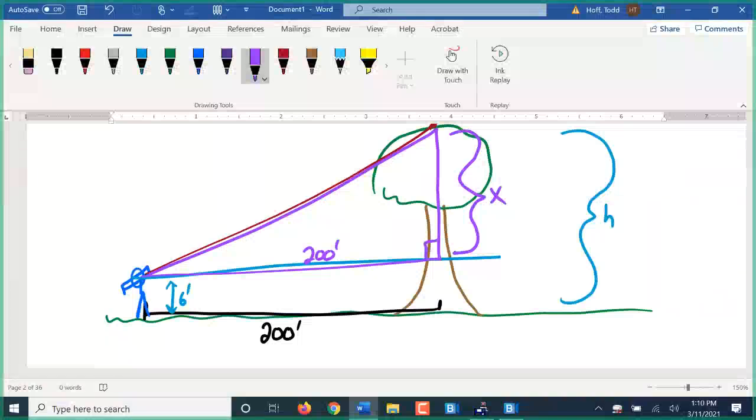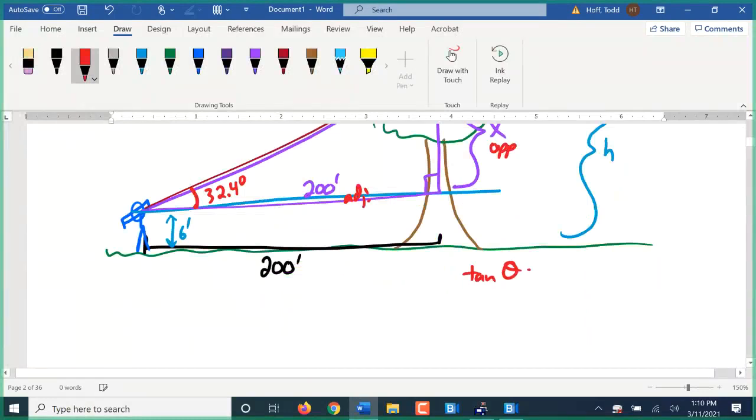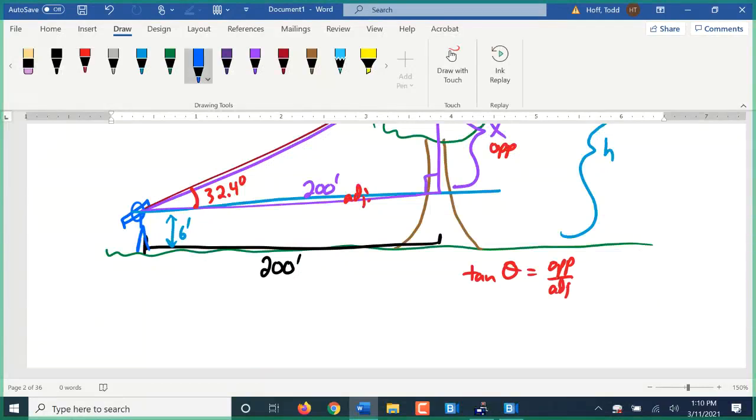So here we can find X because according to this, oops, I've got to give you the angle here. So let's say we sight that and we get an angle here of 32.4 degrees. And so according to that angle, the 200 here is the adjacent side, and the X that we're looking for is the opposite side. So that is a tangent. Tangent of an angle is the opposite side over the adjacent side. So I'm going to put in my angle of 32.4 degrees. Opposite side is X, and the adjacent side is 200. And now we'll cross multiply and divide.